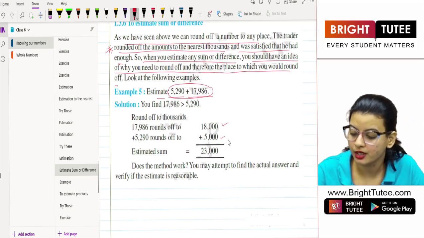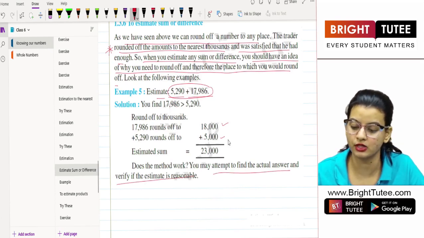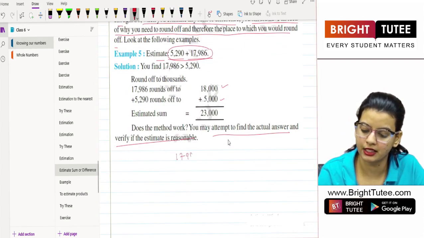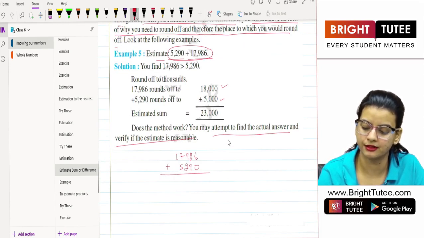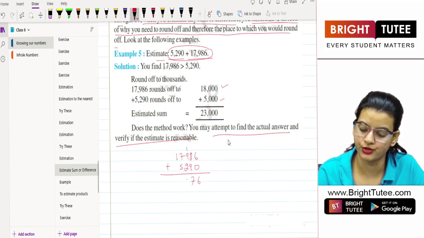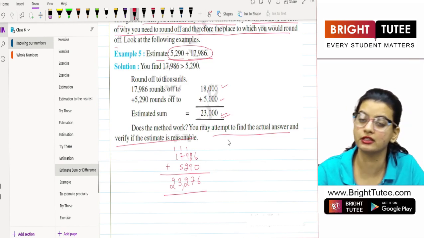Now, does the method work? You may attempt to find the actual answers and verify if the estimate is reasonable. So, let's try and find out the actual answer. It is 17,986 plus 5,290. So, let's add this. 6 plus 0 is 6, 8 plus 9 is 17, so 7 carry over 1. 9 plus 1 is 10 and 10 plus 2 is 12, so 2 carry over 1. 7 plus 1 is 8 and 8 plus 5 is 13, so 3 carry over 1 and 1 plus 1 is 2. So this is 23,276 and the estimate we got is 23,000.